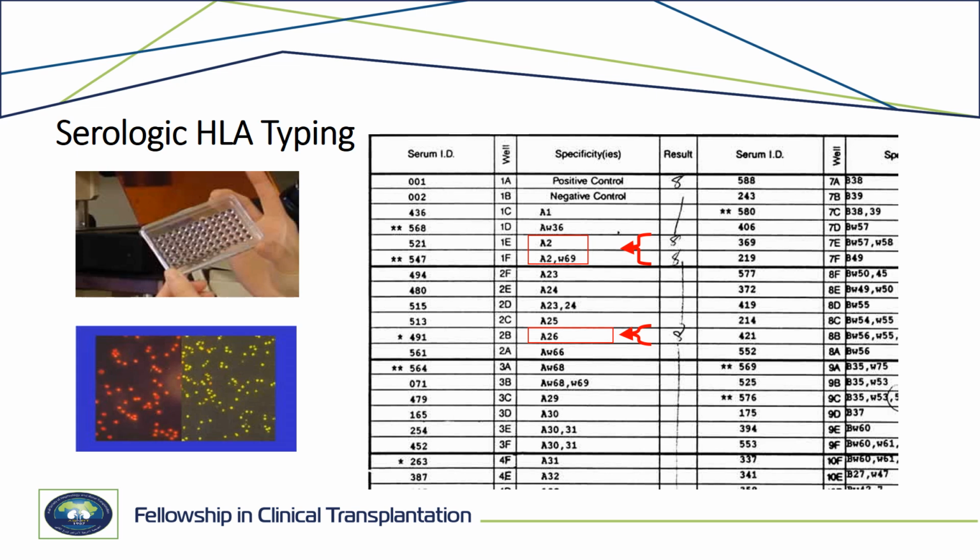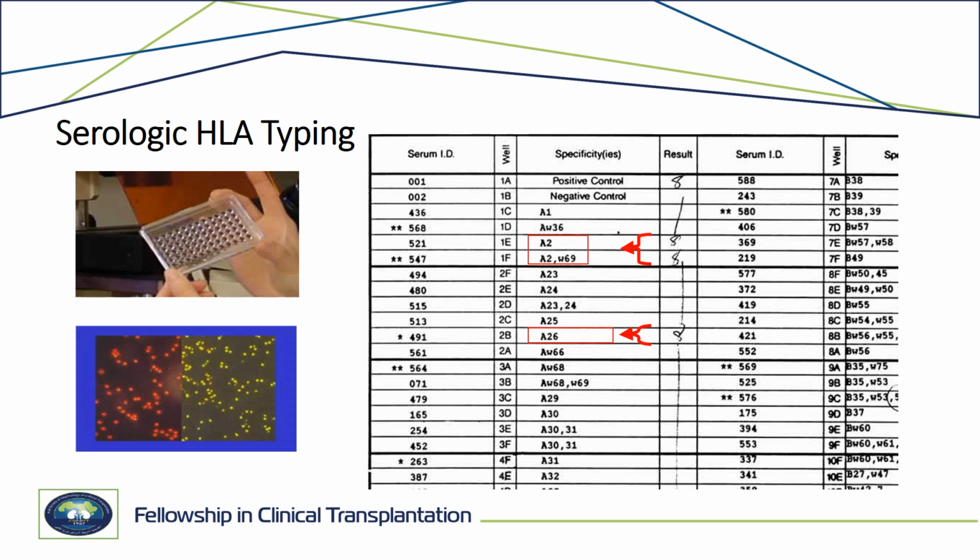If you look at the serum ID, this is the serum which comes from different individuals, and every serum has a specific ID. Usually the first 2 sera act as the positive and the negative control, and starting from the third serum is our actual serum coming from the patient. For example here, serum ID 436, which is present in the third position, is located in well 1C, and the specificity of this serum is that it acts against A1 individuals. So if an A1 individual is positive, then you will find this well become positive. If an A1 is negative, then this will become negative.